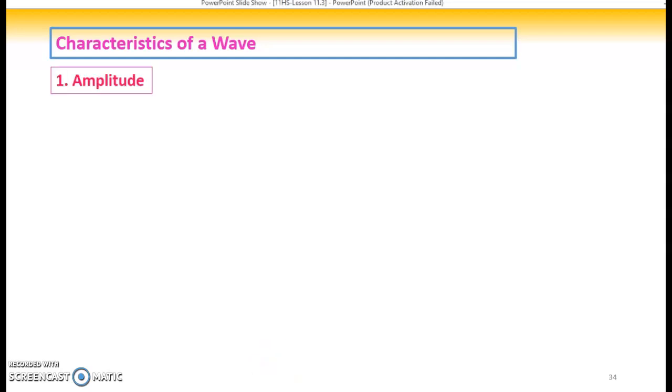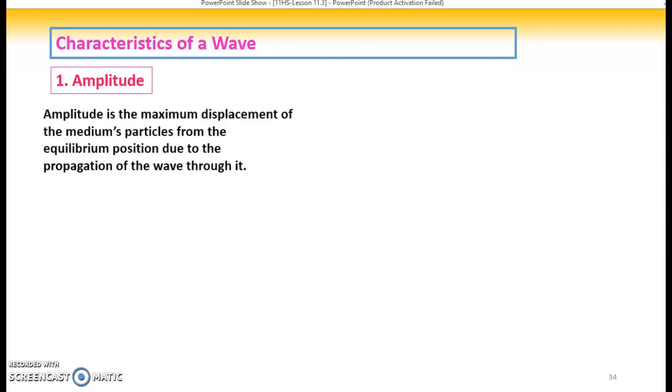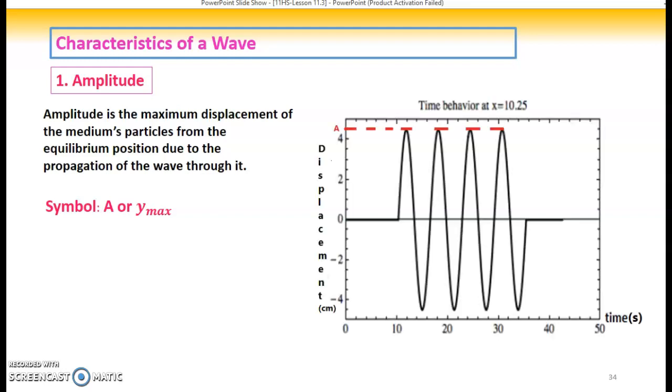Characteristics of a wave. The first characteristic is the amplitude. Amplitude is the maximum displacement of the medium's particles from the equilibrium position due to the propagation of the wave through it. Symbol A or Y max.